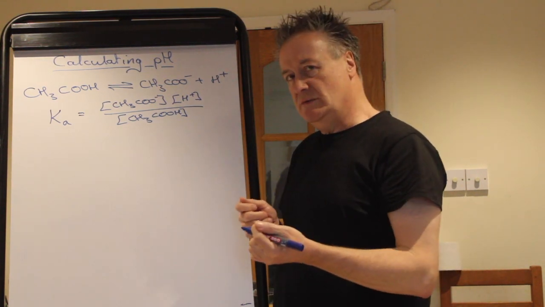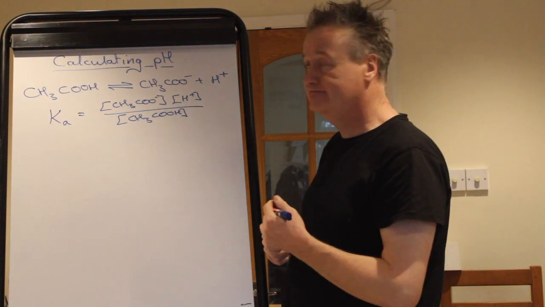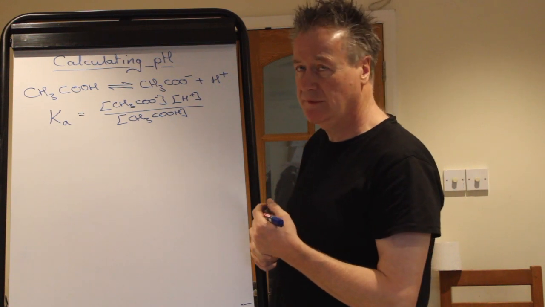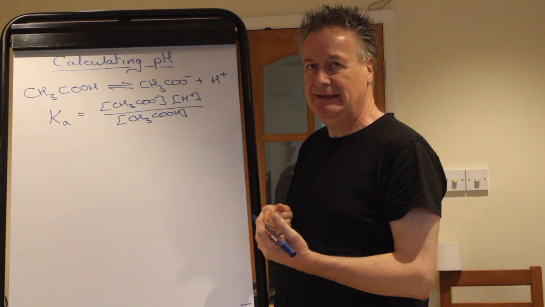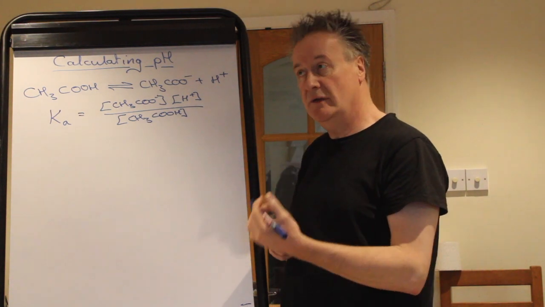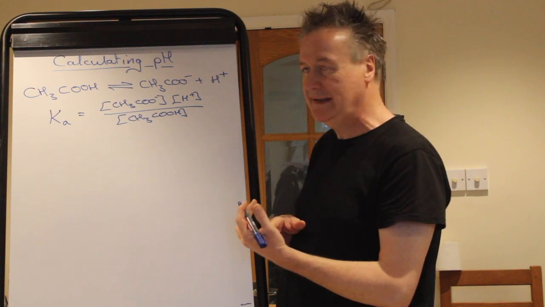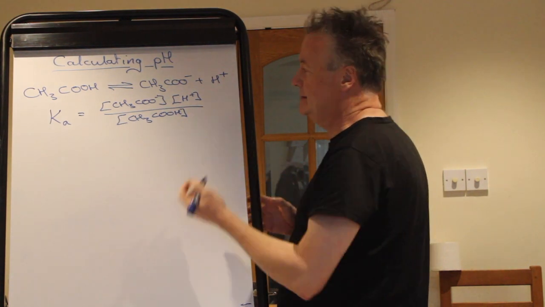Now, there are 2 schools of thought with that. The first school of thought is do it properly. If you do it properly, you get quadratics with all sorts of horrible numbers in. So what we do, for simplicity's sake, is we have another assumption. So we had an assumption with strong acids, and there's an assumption with weak acids.